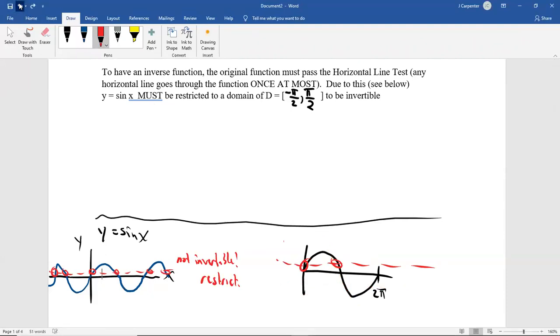So the first instinct a lot of students have is, well, let's just half it. Instead of going from 0 to 2 pi, let's go from 0 to pi. And if I go from 0 to pi, it looks like this. And guess what, this still fails. It's not invertible. So in fact, that right side of the wave, the furthest that you can go up to is pi over 2.